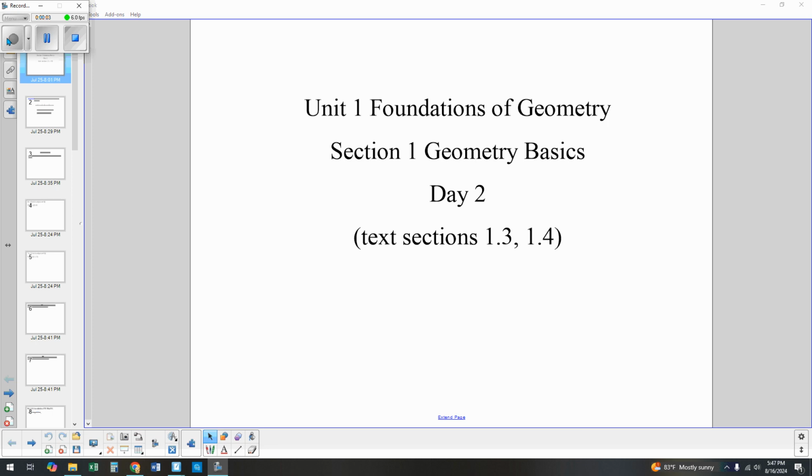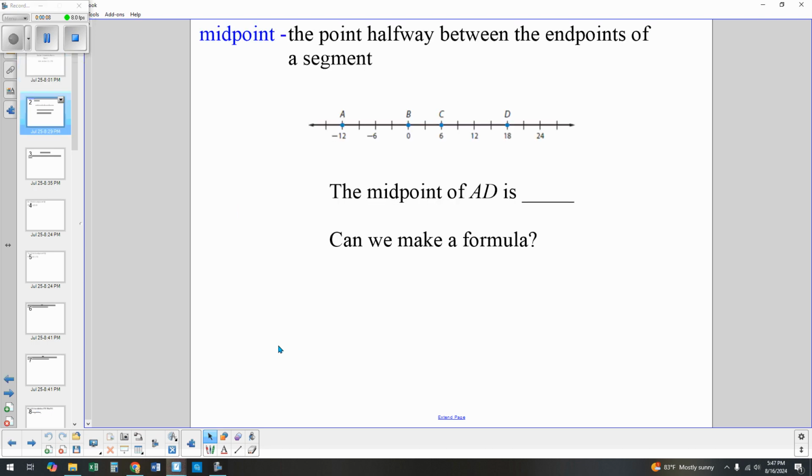This is lessons 1.3 and 1.4. The midpoint is exactly what it sounds like. It's the middle point. It's the point halfway between the endpoints of a segment. So a midpoint bisects a segment.